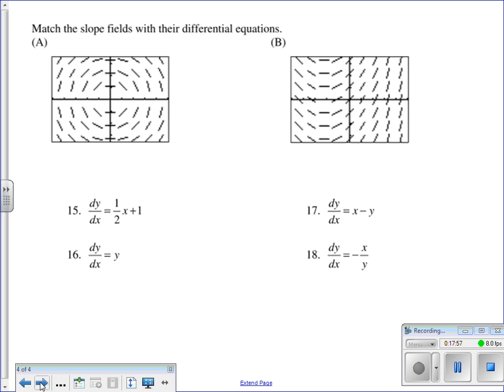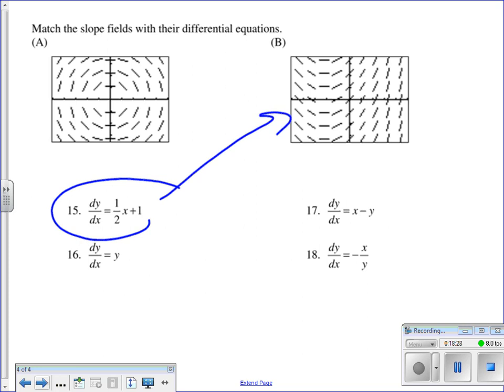Yeah. Does it seem to work on here? 1/2 x plus 1. So at -2, if I put -2 in there, what do I get? I get 0. If I put 0 in there, what do I get? I get a slope of 1. If I put 1, this one seems to match. All the x's are the same. That's the only one that has only x. So that goes with that one.